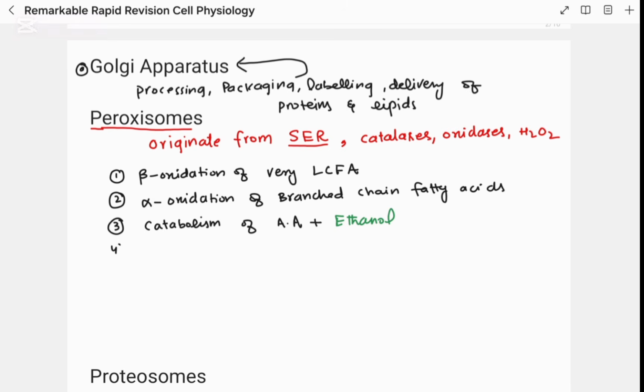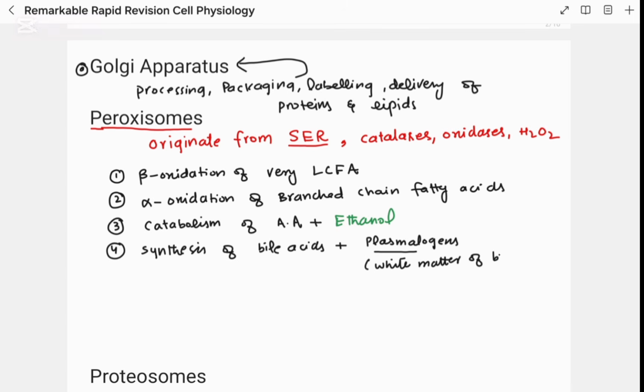The peroxisomes, they are also involved in the synthesis of bile acids and also the plasmalogens. These are the important membrane phospholipids present in the white matter of brain. That is why जब इसकी डेफिशिएंसी होती है या अगर ये काम ठीक से ना करे तो हमें न्यूरोलॉजिकल साइन एंड सिम्टम्स भी आते हैं.